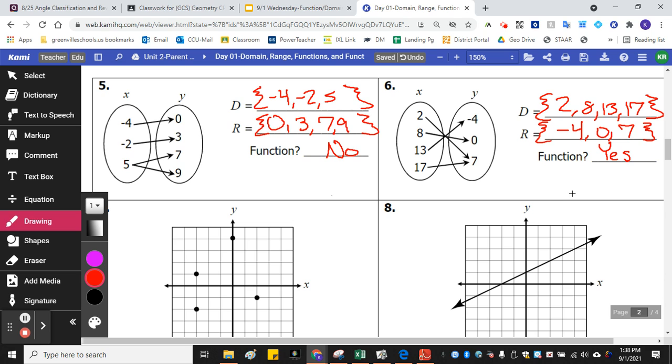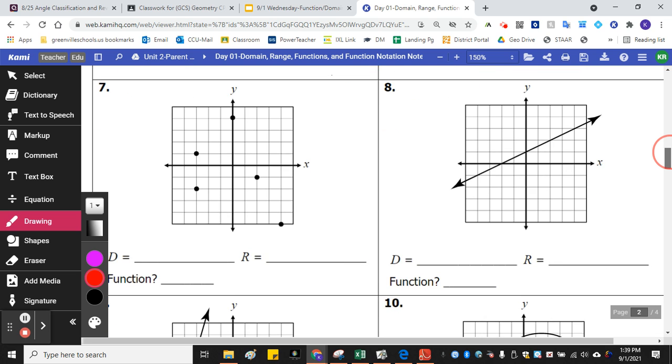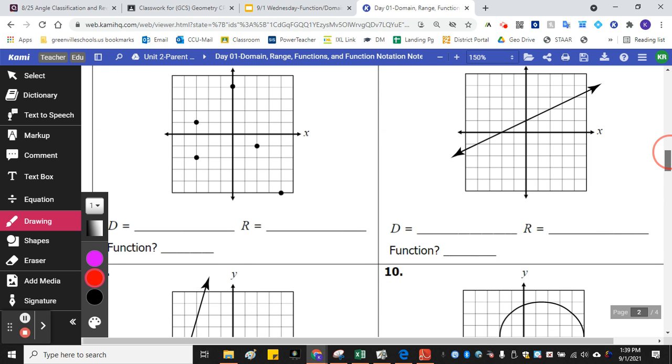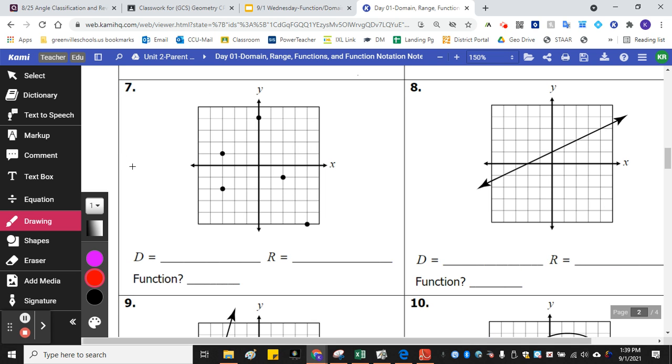So, number 7 is not a function. Why? Vertical line test. Slow me down if I go too quick. Domain, you start on the left, work your way to the right.